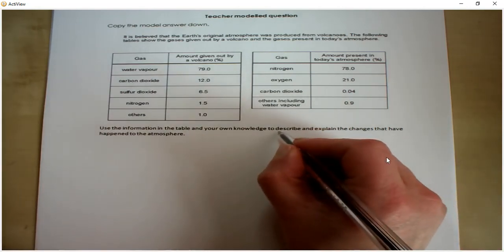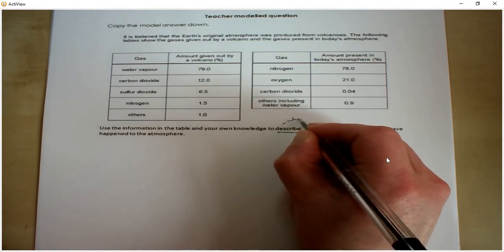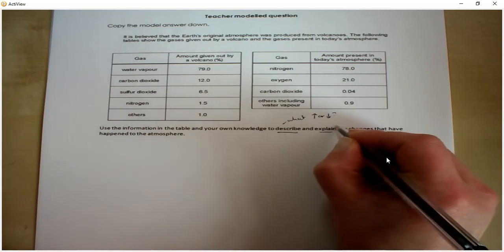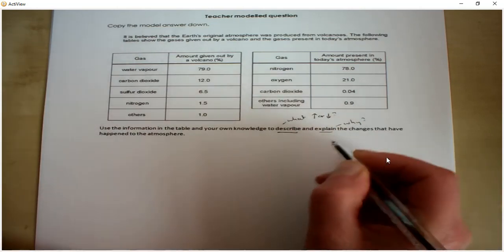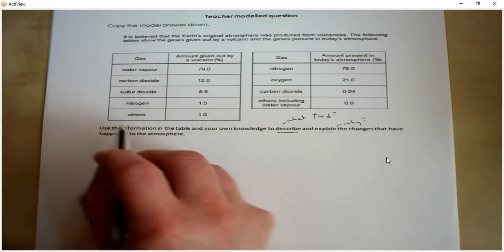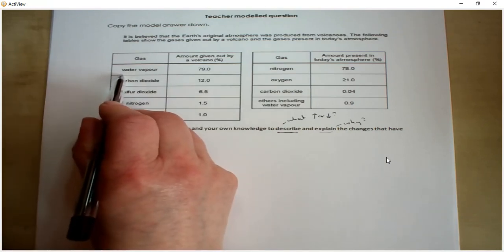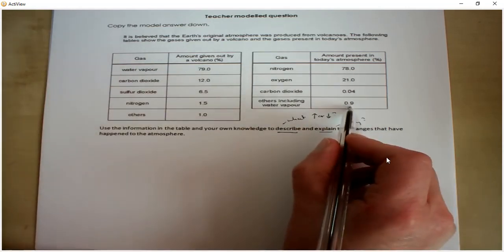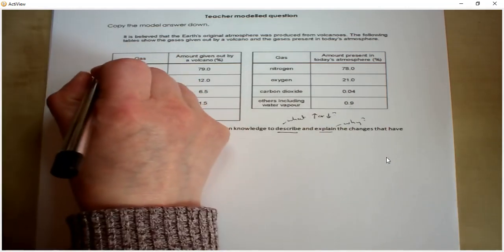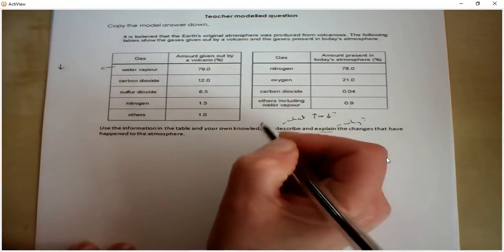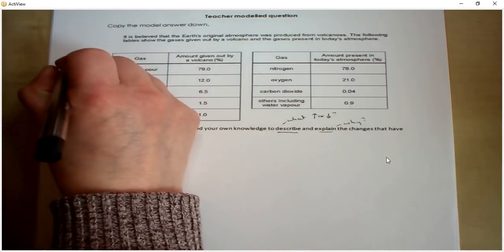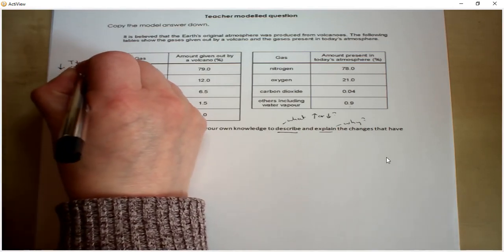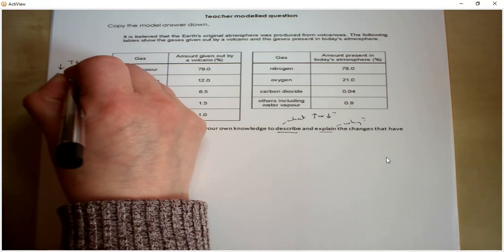the atmosphere. So I need to describe, so that's what's happened. So is it increased or decreased? And then explain is just say why. So if I look at these tables, so if I look at water vapor, so water vapor starts off as 79% and it goes down to 0.9%. So that's gone down. And the reason that's gone down is that the temperature's decreased and therefore the vapor condenses. And that's what's formed our oceans.